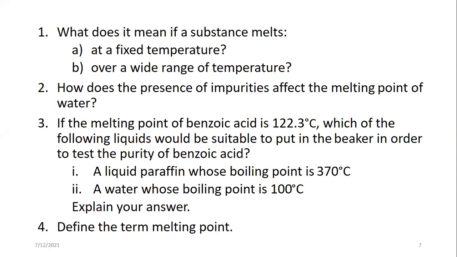Chirabo, can you answer? I answer number 3. As in group 1, the answer we came up with was liquid paraffin with a boiling point of 370 degrees Celsius. And the reasoning was, when you start heating up the water and you have something lower than the temperature of the substance, it is evaporating. So I think it's best to have a liquid that boils at a higher temperature, so that by the time it reaches 122.3 degrees Celsius, the benzoic acid starts melting instead of the paraffin evaporating, or a substance that has a lower boiling temperature evaporating.